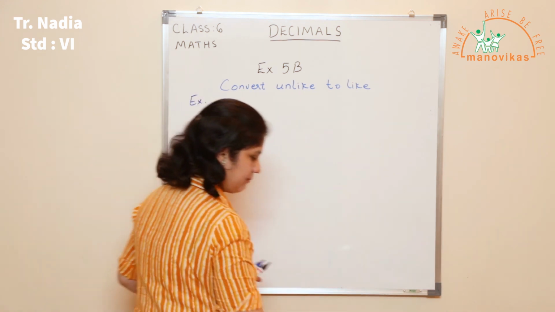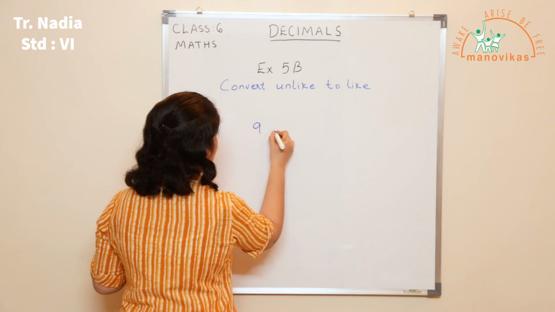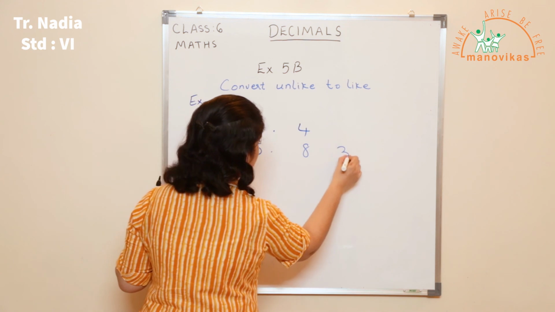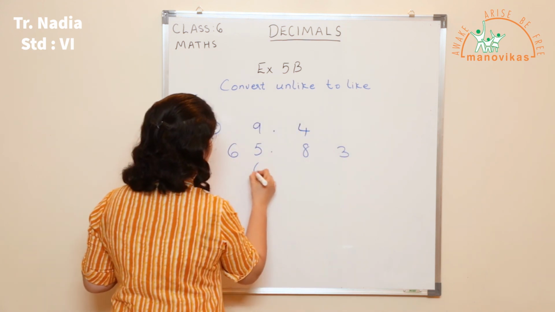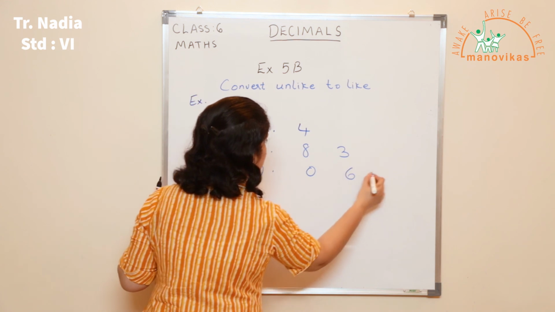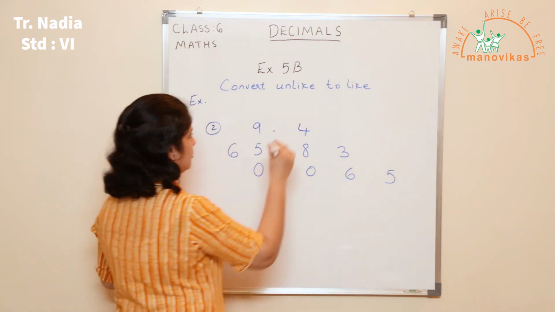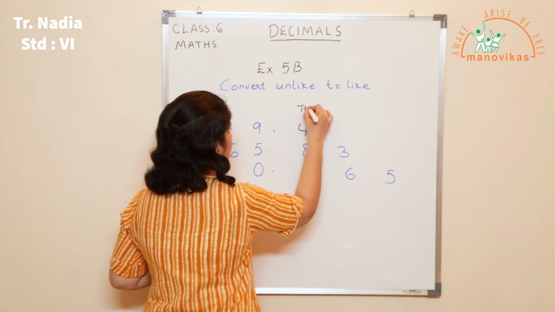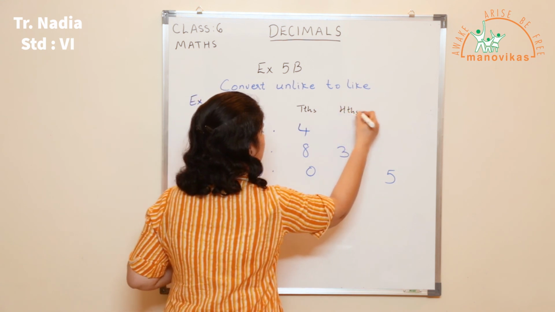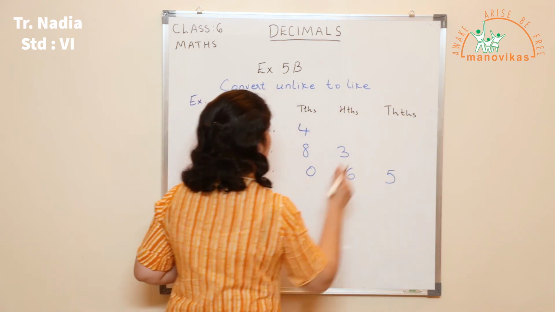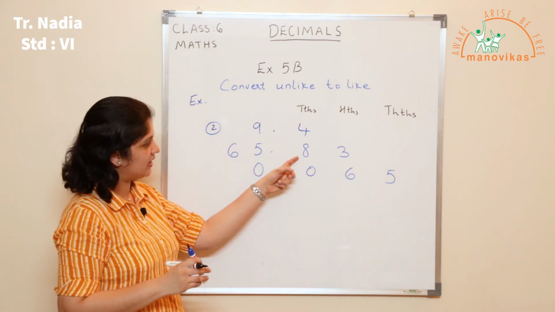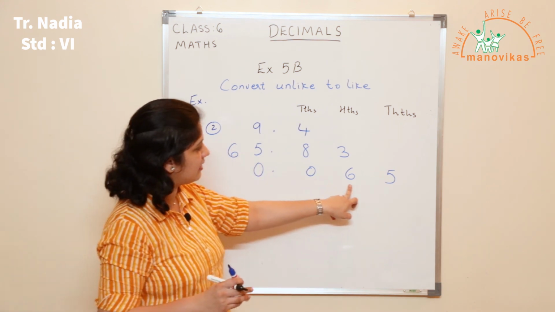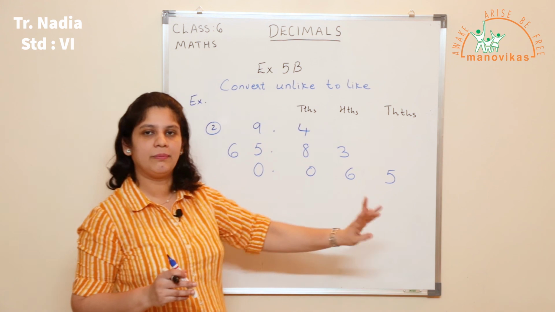Okay, let us take one more example. There is 9.4, 65.83, 0.065. Okay, so write them like this, children, one below the other. So I have tenths, hundredths, thousandths. Okay, first one has 1, second one has 2 and third one has 3 decimal places. So the maximum number of decimal places is 3.